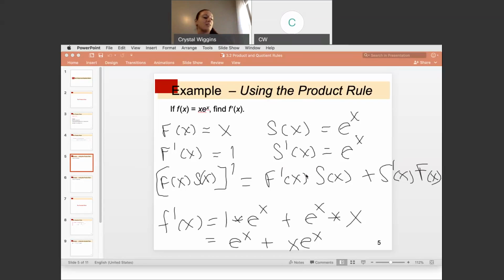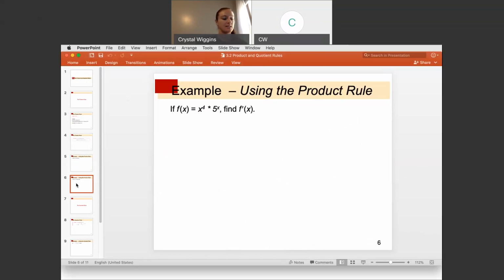And I can factor out the e to the x and make it e to the x times 1 plus x, which if I was trying to solve this may make my life a little easier. So if it's unnecessary to factor it, you can keep it in this separated form. Next example.